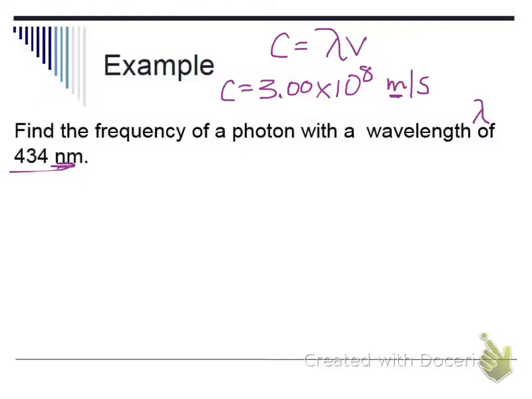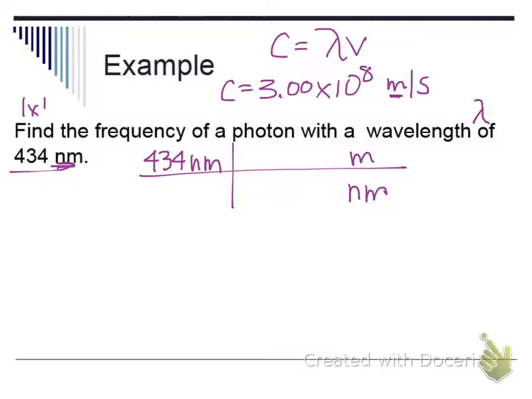So the first problem I see, though, is that my speed of light is in meters and my wavelength's in nanometers. So I can either change my speed of light to be nanometers per second, or I can change my nanometers to be meters, which is what I prefer, so that's what I usually do. So I've got 434 nanometers. I'm going to need to get rid of nanometers and get to meters.